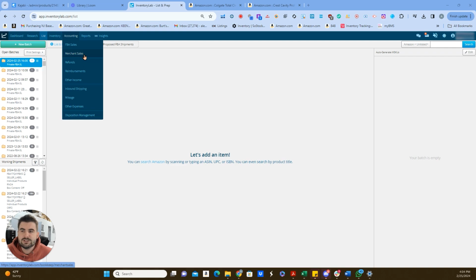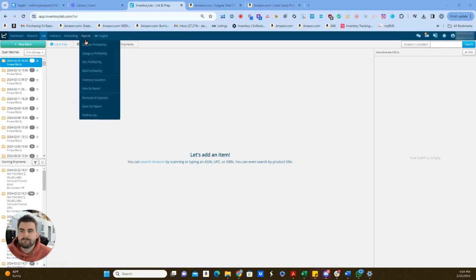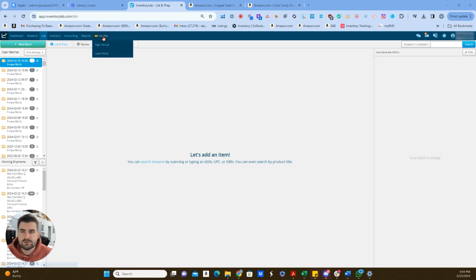Everything, if you need to add expenses, let's say your rent is $4,000 a month, you would put that in other expenses. Reports. This is where profit and loss statements can be pulled. Supplier profitability, ASIN profitability, inventory valuations, removals, disposals. So there are so many useful tools in Inventory Lab, and honestly, I don't know where our business would be without it. So first of all, I want to start off by creating a new batch.